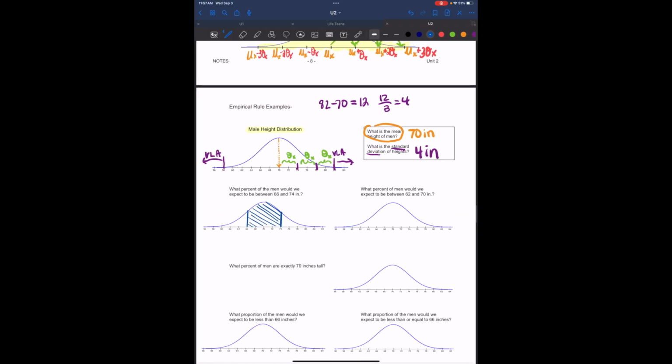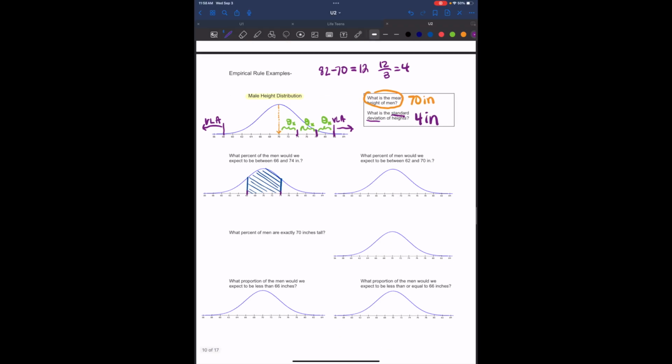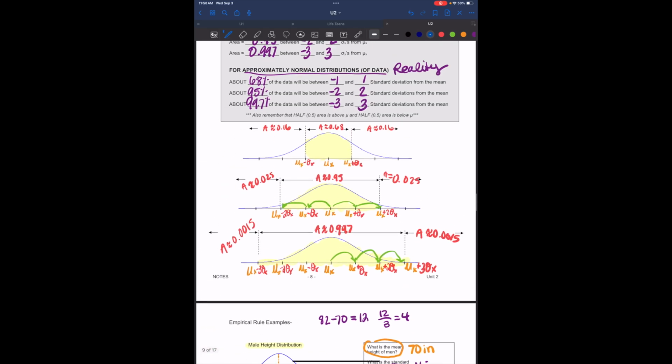Well, if we look here, we know that 1 standard deviation away was at 74, and 1 standard deviation away in the other direction was at 66. And so we can use the empirical rule up atop to say, hey, if I'm 1 standard deviation away on both sides, well, that consists of 0.68 of the area, or 68% of the data. Remember, that comes from up here.